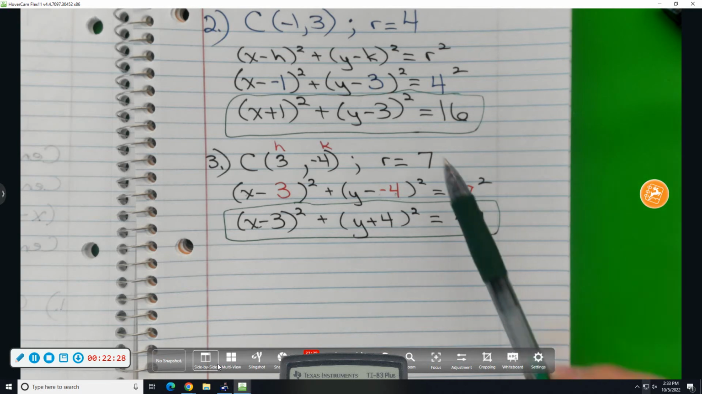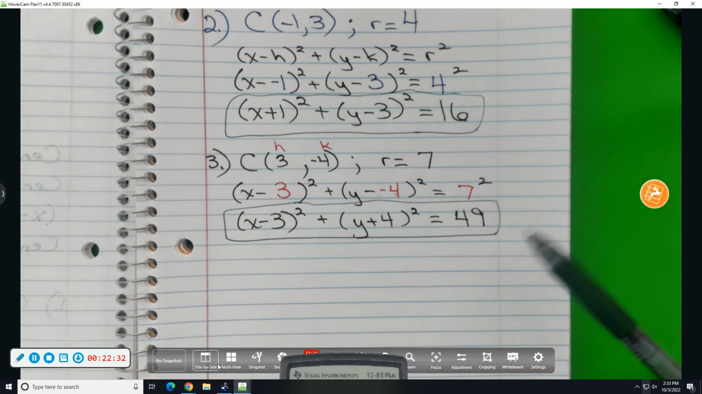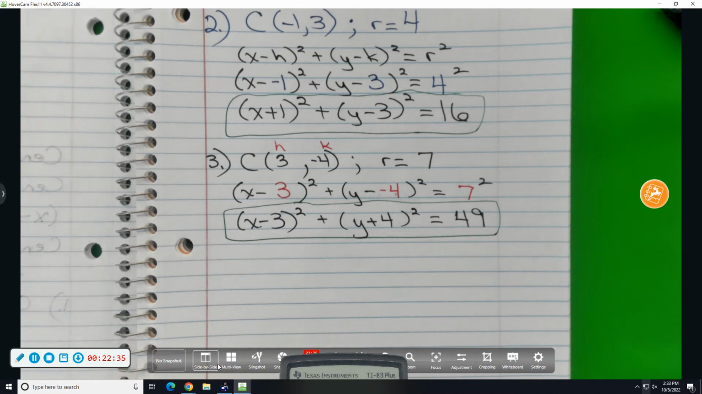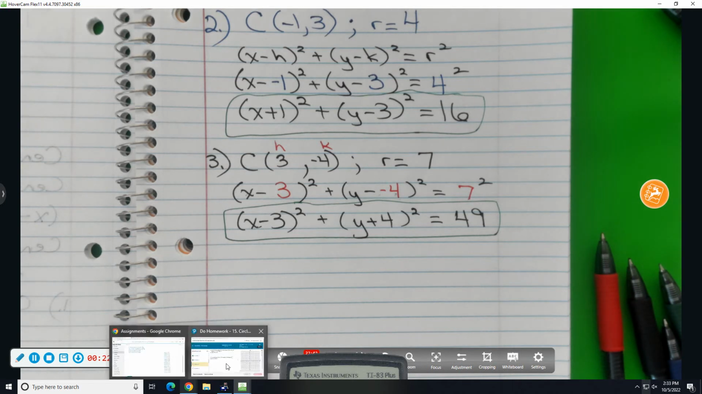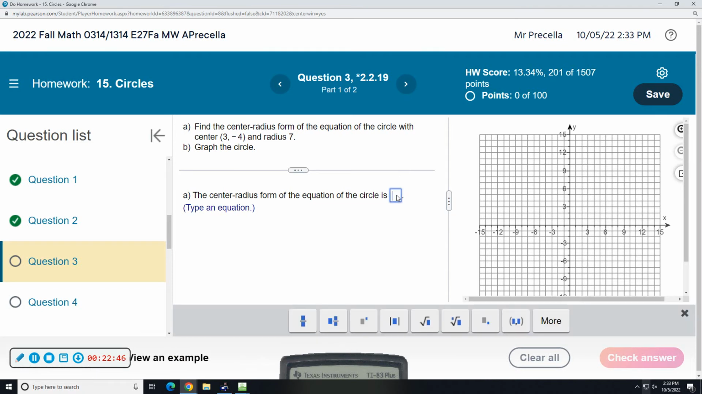What do you do to this number to go back to the radius? Take the square root. And that will be important in a few minutes. So, left parenthesis, x minus 3, right parenthesis, use my exponent hot button, square, right arrow to get out of the exponent position, plus left parenthesis y plus 4, right parenthesis, squared, get out of the exponent before you type your equals 49.